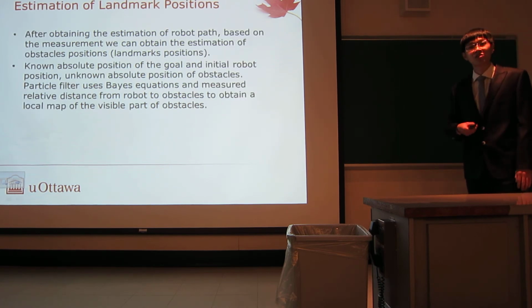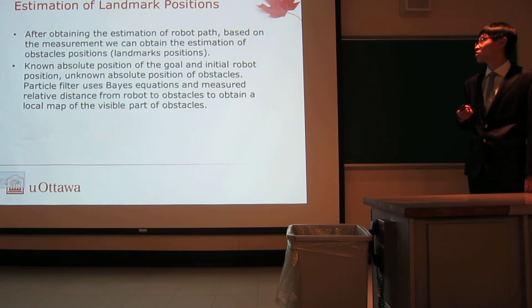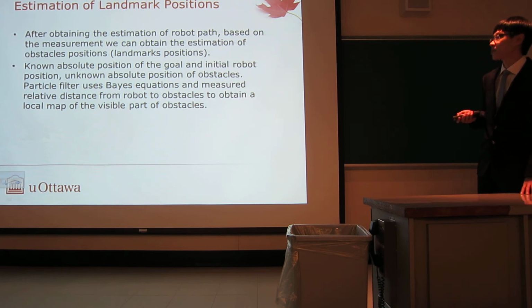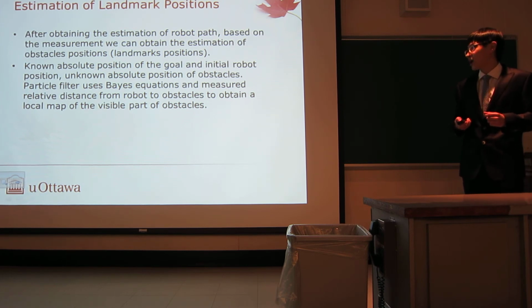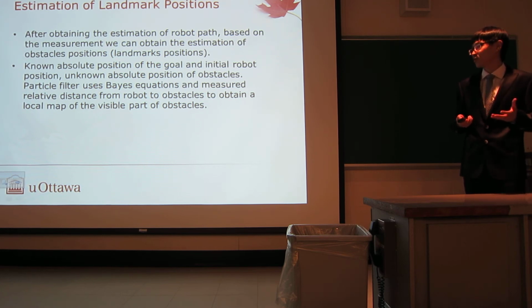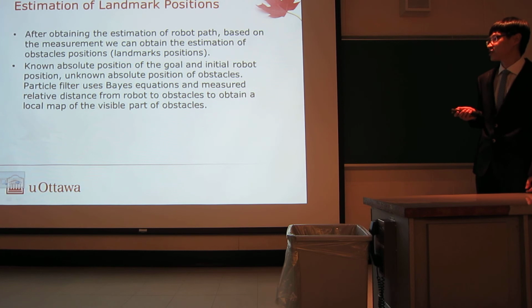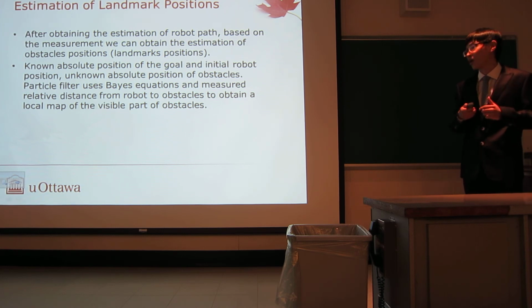And after we obtain the estimation of robot paths, we can get the estimation of obstacle positions based on the measurement from the robot to the obstacles. In our research, we assume we know the absolute position of the goal and the initial robot position, but we do not know where the obstacle is, which means we do not know the absolute position of the obstacle in the global system. So in the particle filter we use the Bayesian equations and measure the relative distance from the robot to the obstacles to obtain a local map of the visible part of the obstacles.